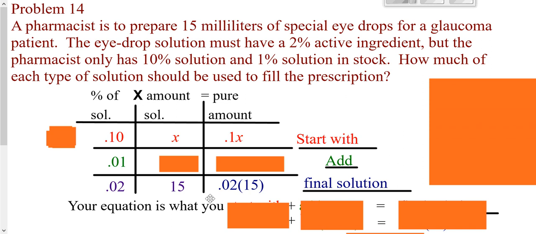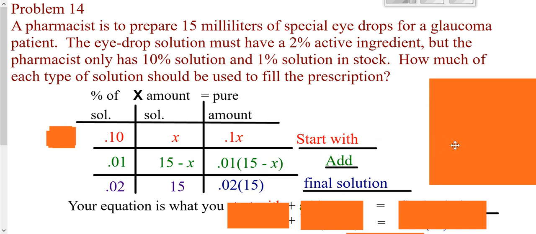Now, I'm trying to end up with a total of 15 milliliters. I was using a certain amount here, so what's left over would be right here, which would be our 15 minus what we use for the 10%. So now we have 2 of the 3 boxes filled out, so we can take this times this to get the third box.